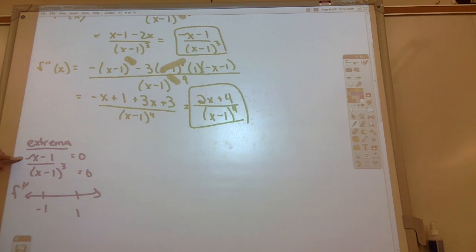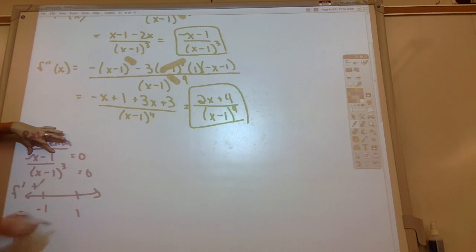Okay, so if I put in a -2, now I do have to worry about the top and the bottom here, because the bottom is cubed. So a -2 minus 1 is going to give me a negative. Cubed is negative. So that fraction is going to be positive.